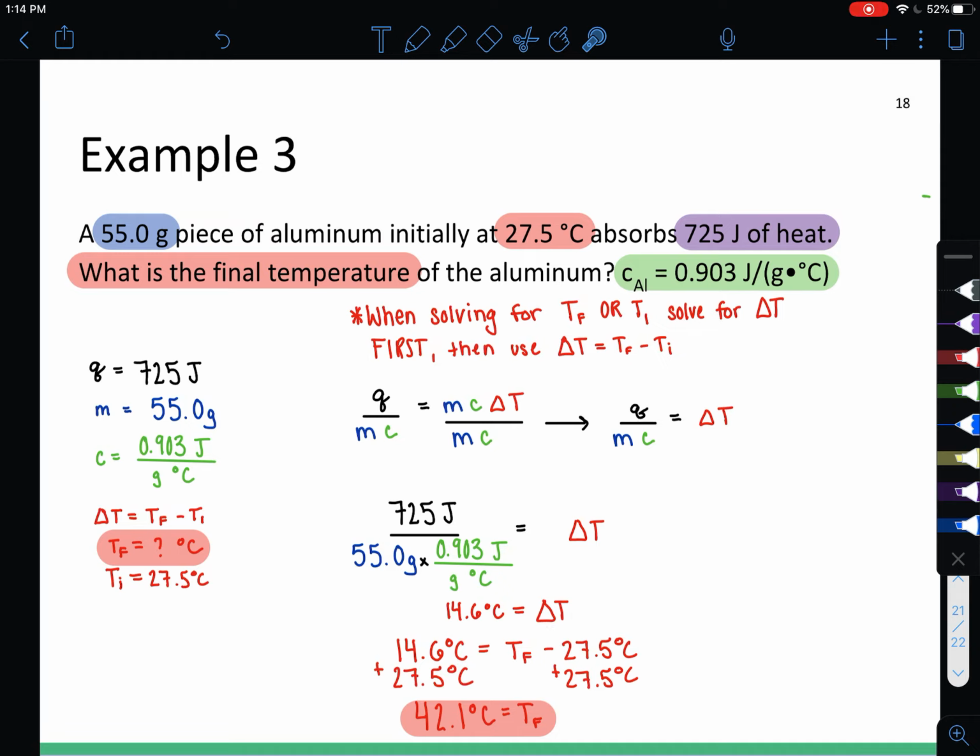Then the second step, I took the change in temp, added it to the initial temp, and our final temperature is 42.1 degrees Celsius. It has 3 significant figures because the mass has 3 significant figures, the heat and the initial temp all have 3 sig figs, therefore my final answer will have 3 sig figs. It just so happened the specific heat also had 3 significant figures. That was just a coincidence in this case.